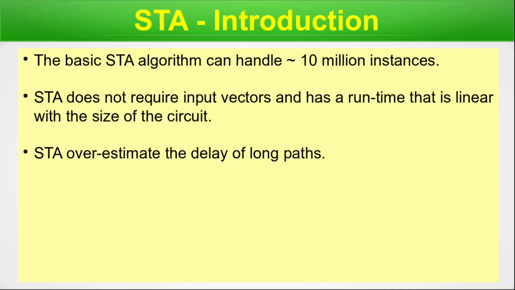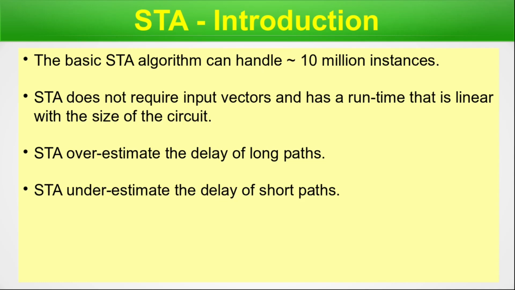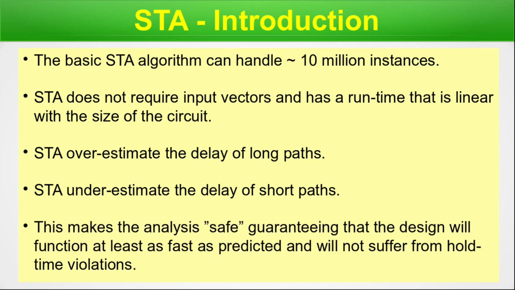STA overestimates the delay of the long paths. Long means physically or delay wise long paths. So STA estimates these paths in a more pessimistic way. STA underestimates the delay of the short paths. If there is any short path, STA will ignore them. This makes the analysis safe, guaranteeing that the design will function at least as fast as predicted and will not suffer from hold time violation. So here, in a nutshell, we have got the picture of STA and why it is used. So we are done with this slide.